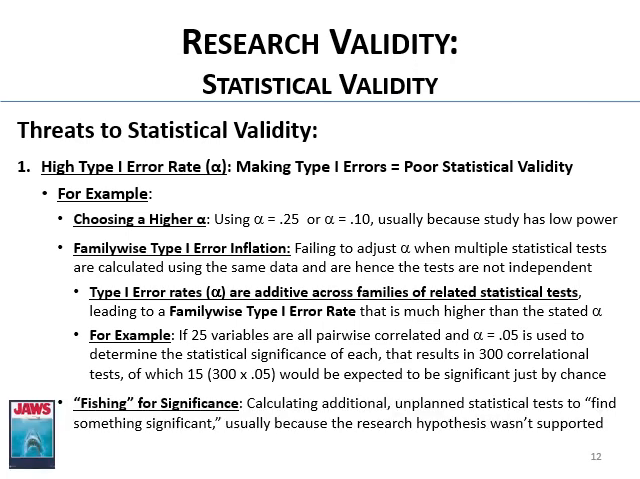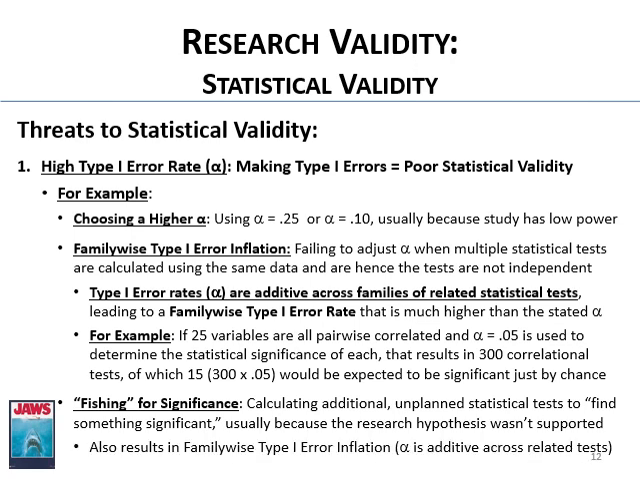Also, fishing for significance is a problem, and this is when you calculate additional tests in your dissertation to find something significant because maybe your original research hypothesis wasn't supported. This happens all the time where people do this. Like they do their dissertation, it didn't work out, so they just keep doing a bunch more tests. That's called fishing, okay? And it also reduces your statistical validity. It inflates your type 1 error rate because it results in type 1 error rate inflation.